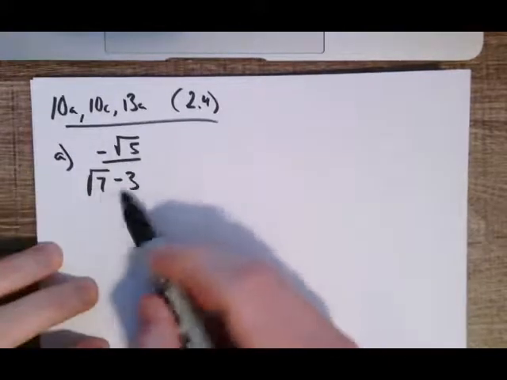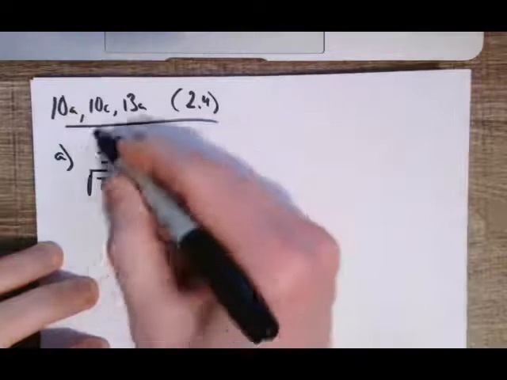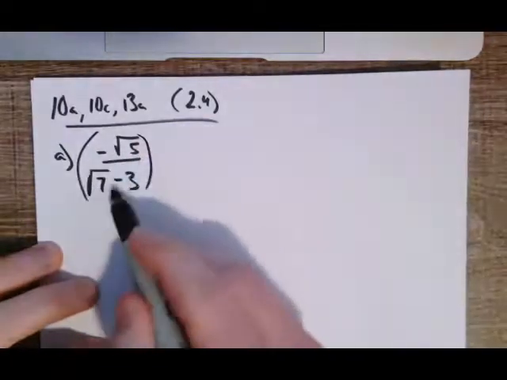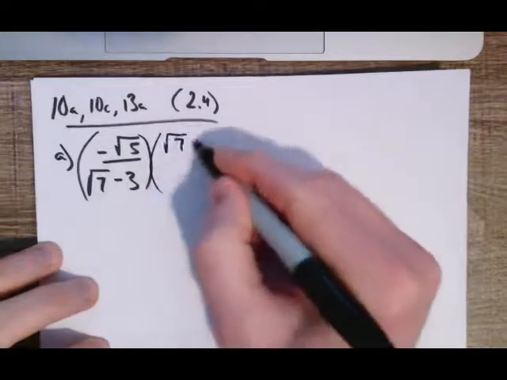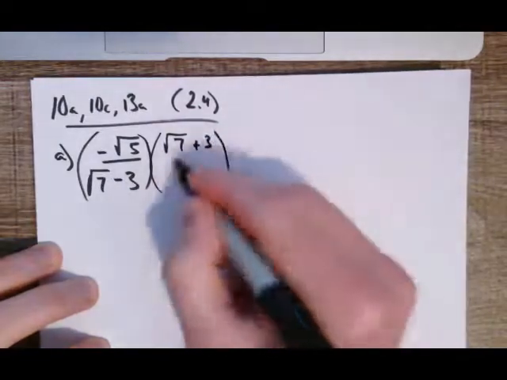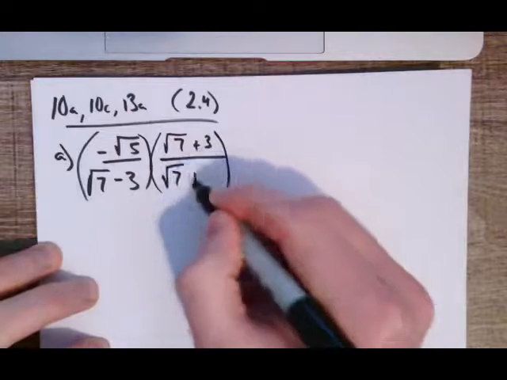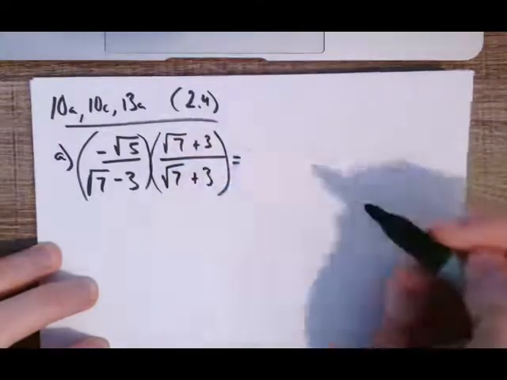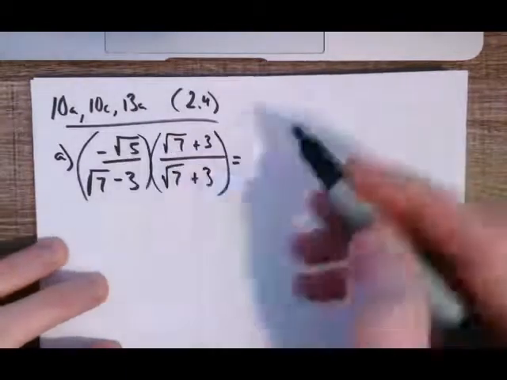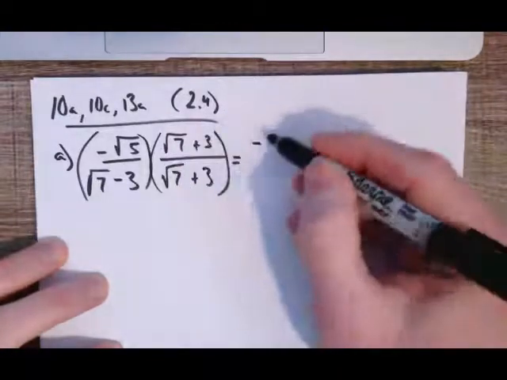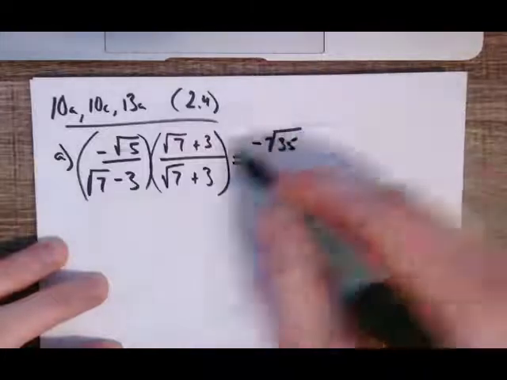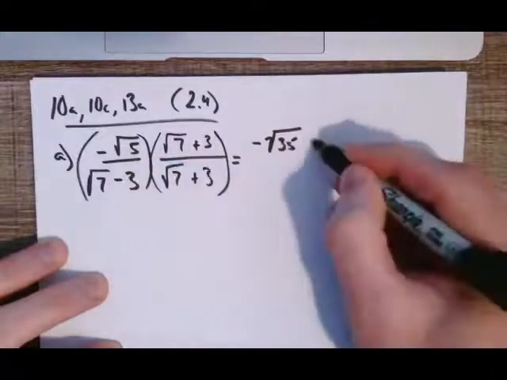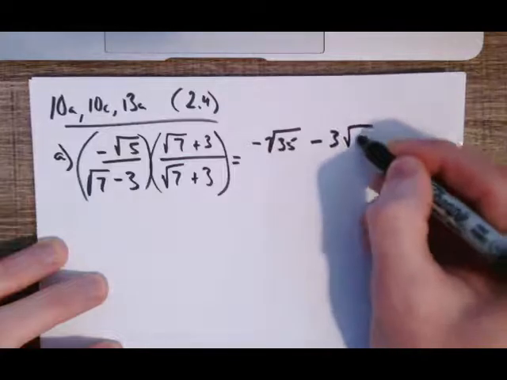So 10a, negative root 5 over root 7 minus 3. I got to multiply by the conjugate. The conjugate in this case is whatever the bottom is, but change the sign. So it's root of 7 plus 3 over root of 7 plus 3. Okay, so negative root 5 times root 7 is negative root 35. And then negative root 5 times 3 is going to be negative 3 root 5.